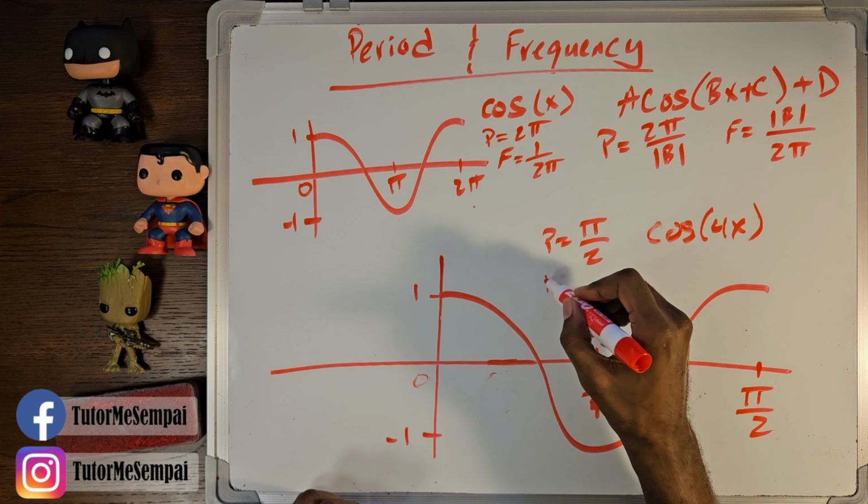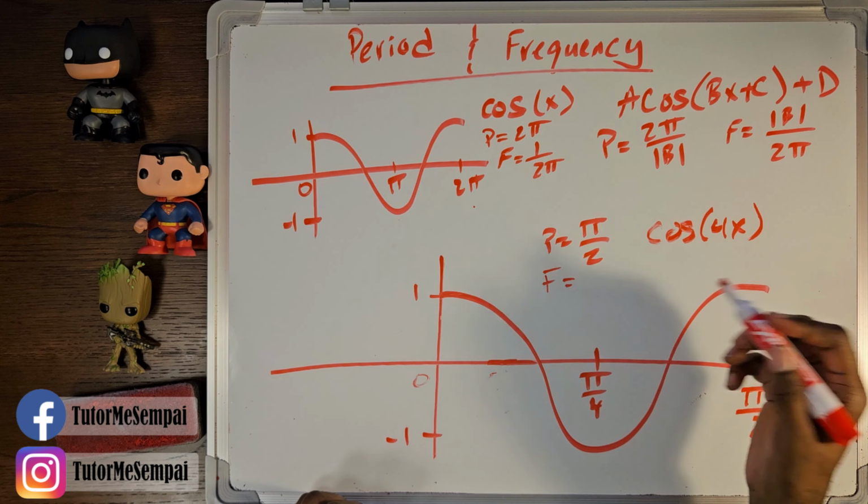How about our frequency? What is our frequency here? Well, this is going to be the reciprocal, so that's going to be 2 over pi. That lets us know that at a high level, we're expecting 2 full oscillations every pi. And if you look at it here, we did 1 oscillation at pi over 2. Do the same thing, we're going to get to pi, and that's 2 full oscillations.